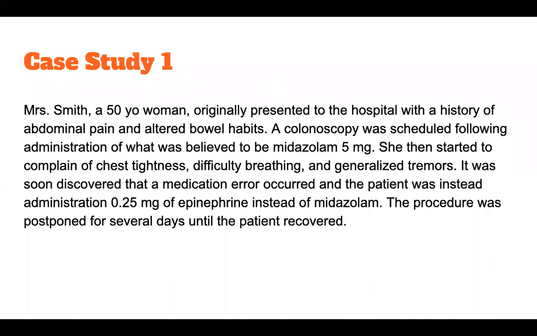She then started to complain of chest tightness, difficulty breathing, and generalized tremors. It was soon discovered that a medication error occurred, and the patient was instead administered 0.25 milligrams of epinephrine instead of midazolam. The procedure was postponed for several days until the patient recovered. So epinephrine was mistakenly placed in the box with the midazolam. The ampules of the medication were similar in size, shape, and color. Following this incident, the hospital instituted a policy to review drug containers and double-check drug delivery.